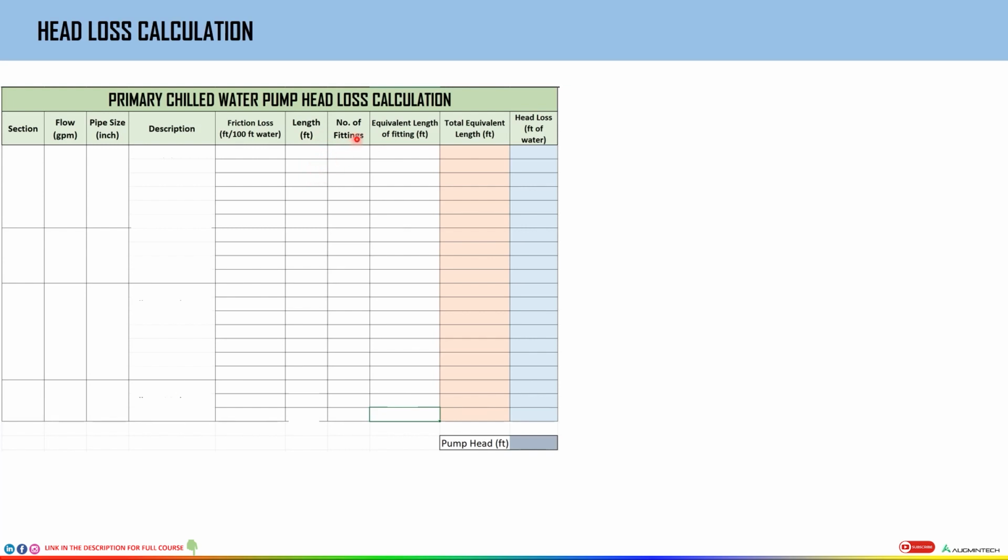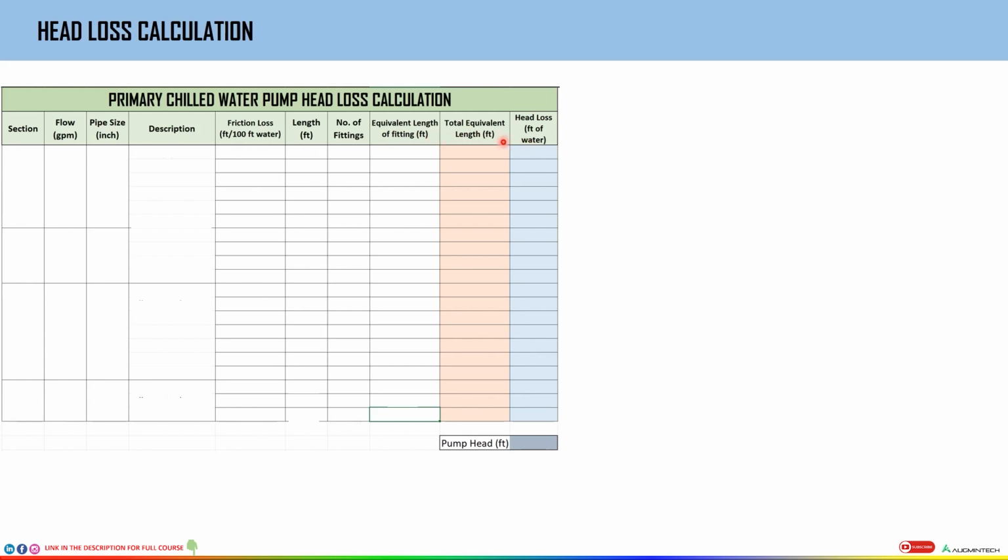So the way the tables and charts have been prepared, you can convert the loss of the fitting into an equivalent length of the pipe. Let's say a fitting causes 5 feet of water column. So what length of the pipe has to be there which will give the exact same head loss? That value of pipe length is known as equivalent length. So we basically convert the losses caused by the fittings or valves into the equivalent length of the pipe. So after doing that conversion, we'll just put those values over here.